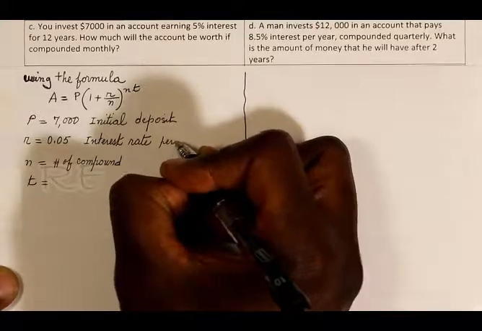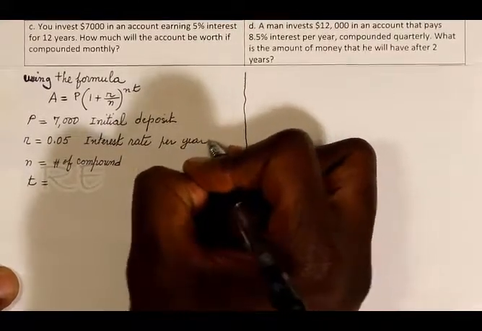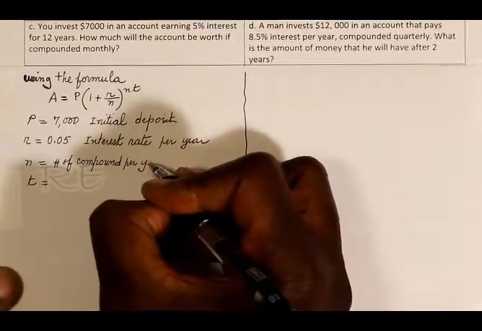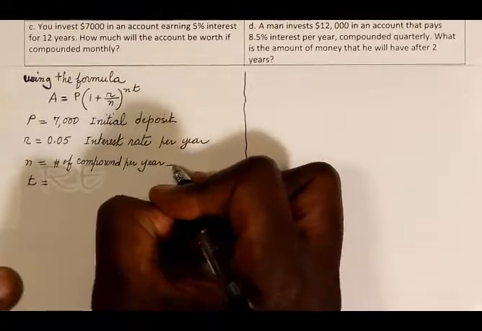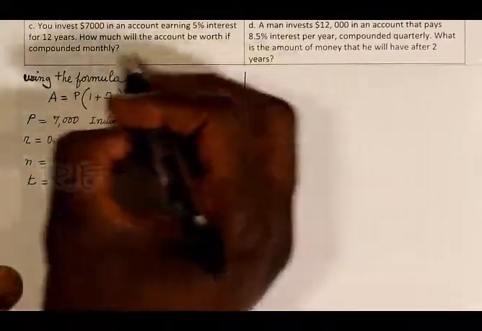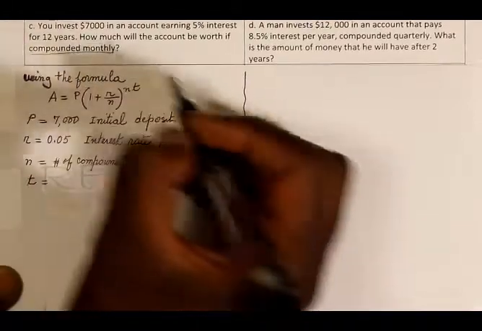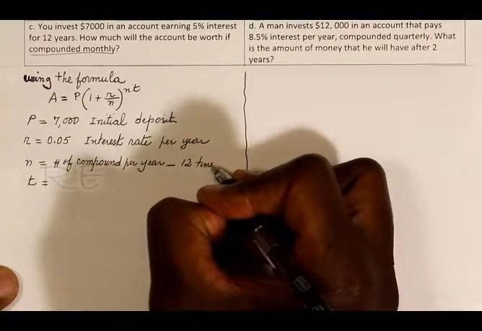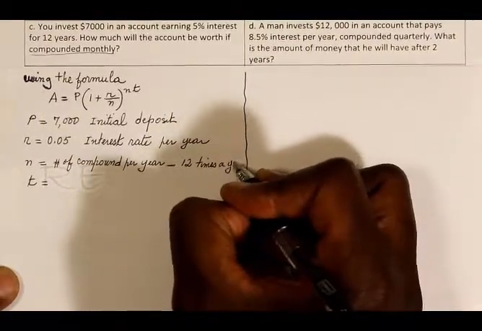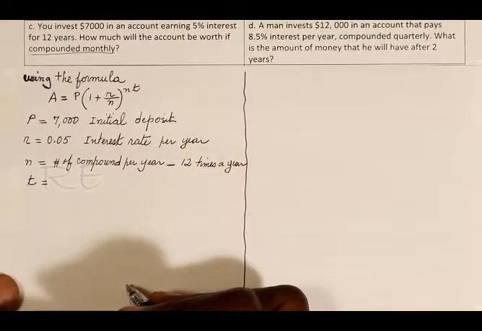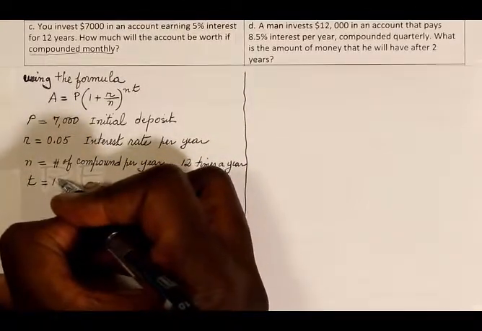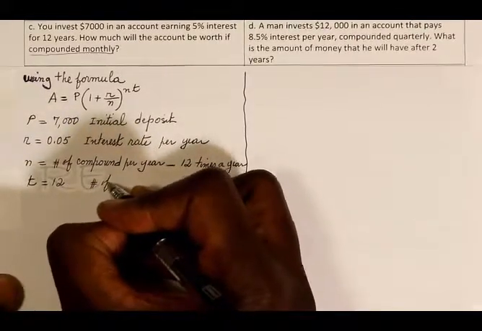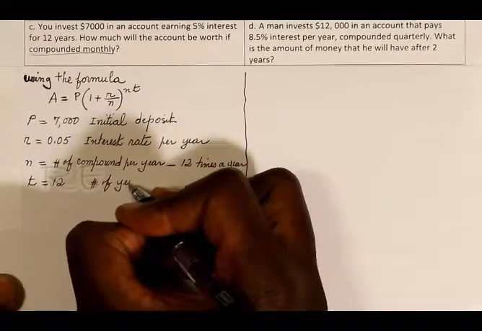So 0.05 is the interest rate per year. The number of compounds per year is 12. So it's compounded 12 times, monthly compound. It's going to be 12 a year. T is the number of years. So we have the money was invested for 12 years.